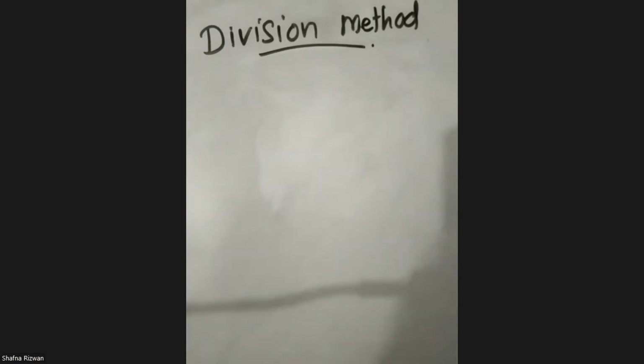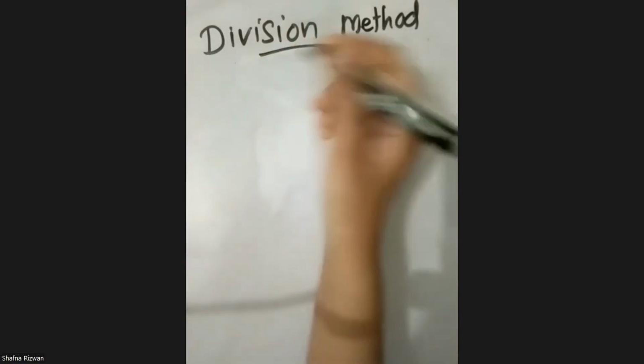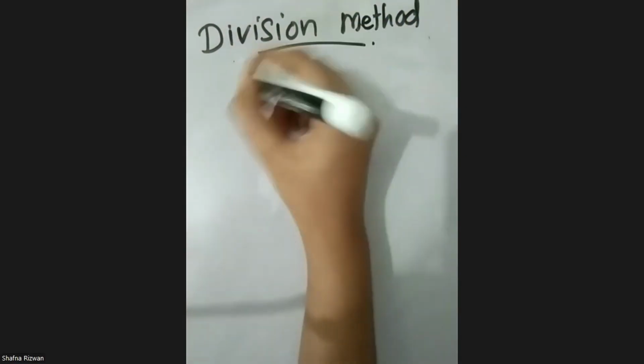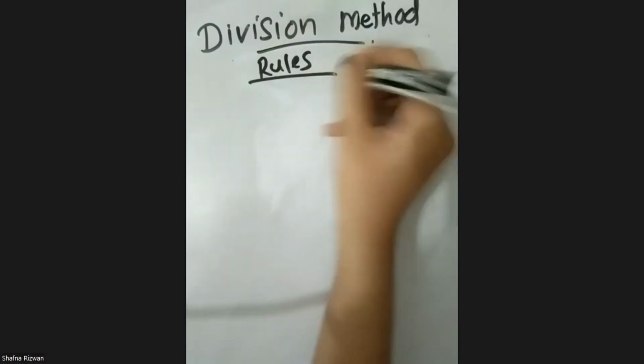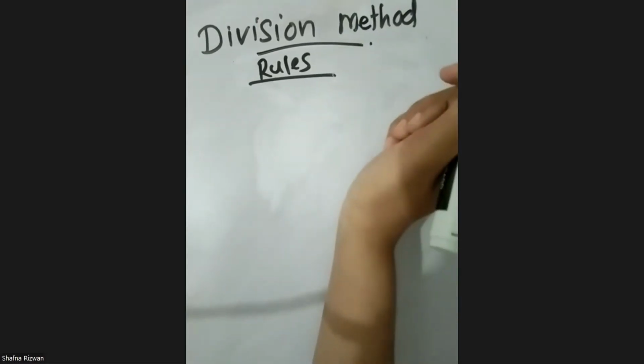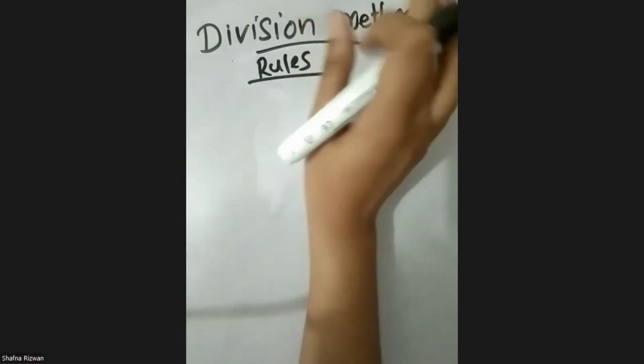So now we are going to study how to find the square root of any number by using the division method. Okay. Now let's see. Before doing that, always remember that you all have to know certain rules before doing this division method square root.